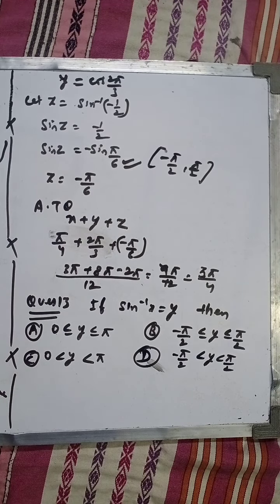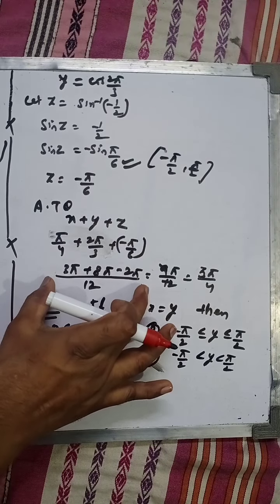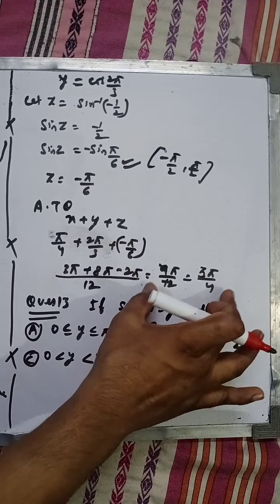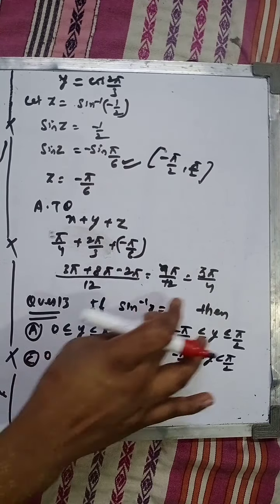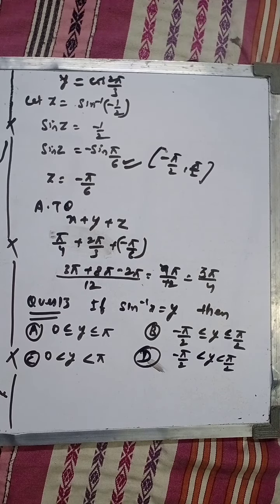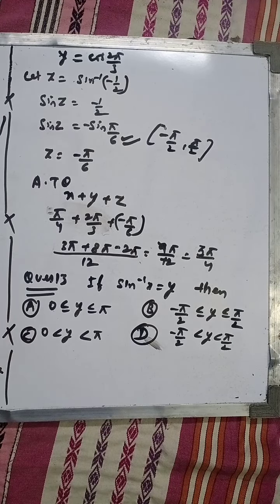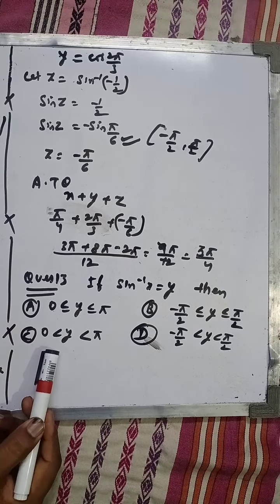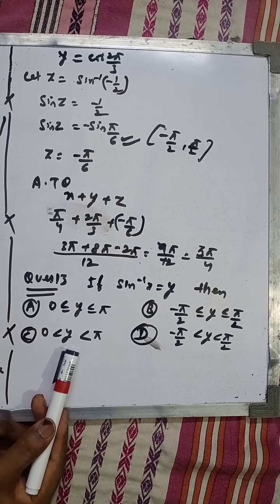So here you have the values of x, y and z, and you just have to put the values. You have to take the LCM. After taking the LCM, you will get 3 pi by 4. So this is the required answer. The rest of the questions which I'm not doing, you can solve. If you have doubts, you can ask. This is the last question which I'm doing from this NCERT.